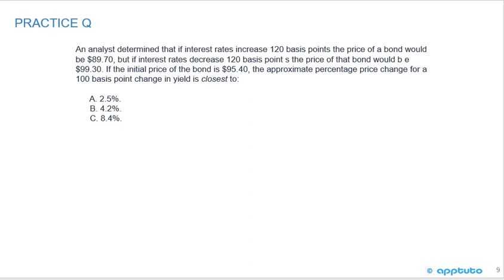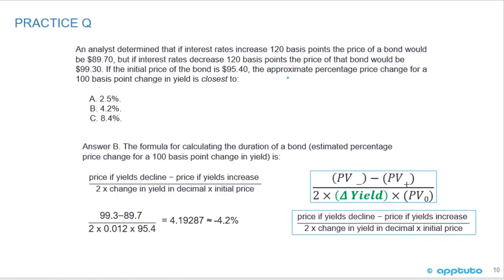The first one we're going to look at: an analyst determined that if interest rates increase 120 basis points, the price of the bond would be $89.70. But if interest rates decrease 120 basis points, the price of that bond would be $99.30. If the initial price of the bond is $95.40, the approximate percentage change for a 100 basis points change in yield is closest to A, 2.5%, B, 4.2%, or C, 8.4%. Okay, so they're asking for the approximate percentage change.